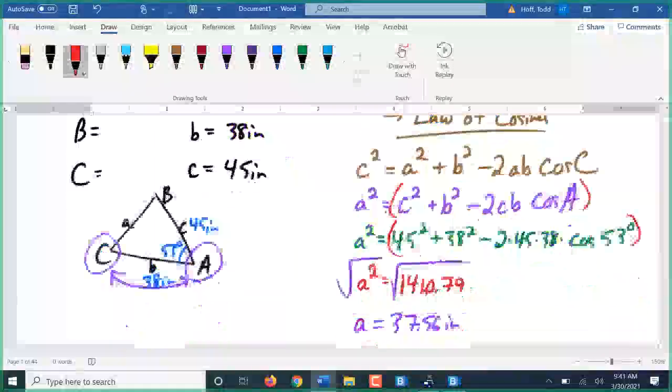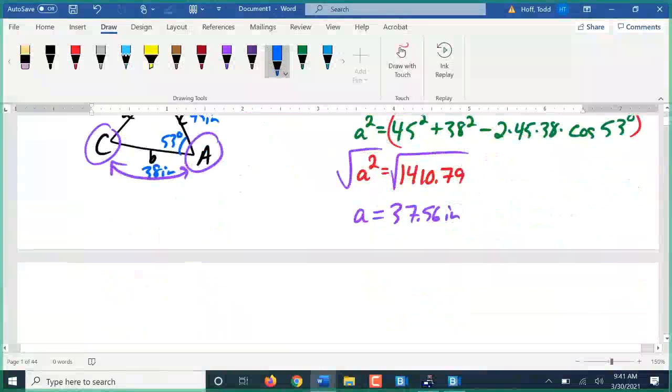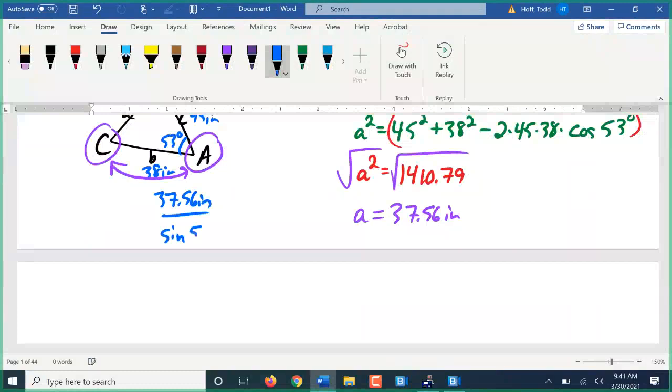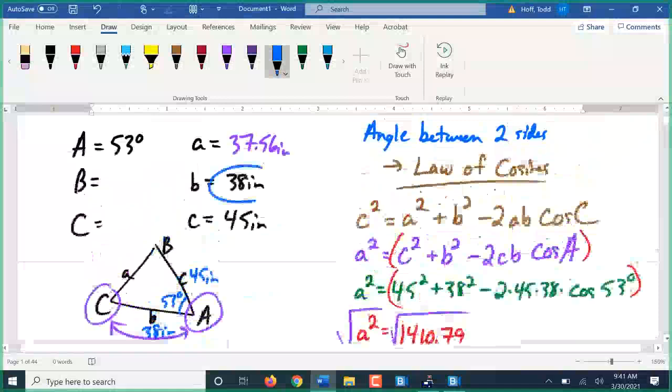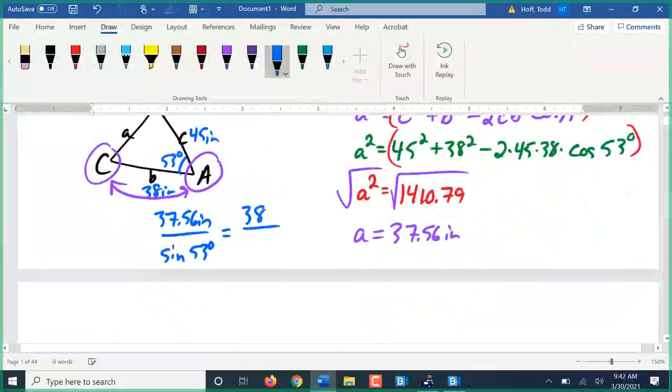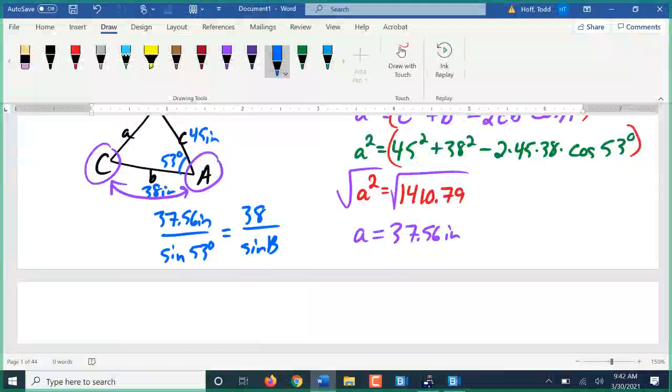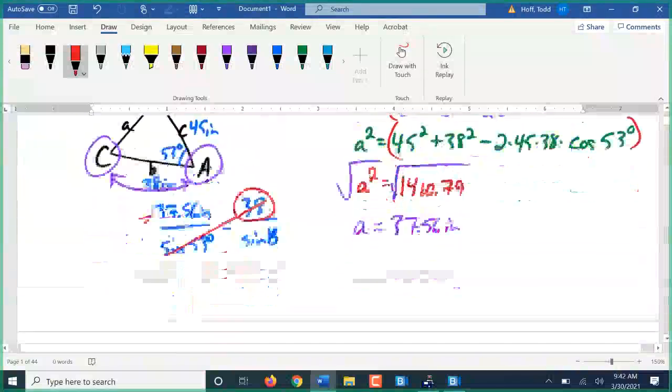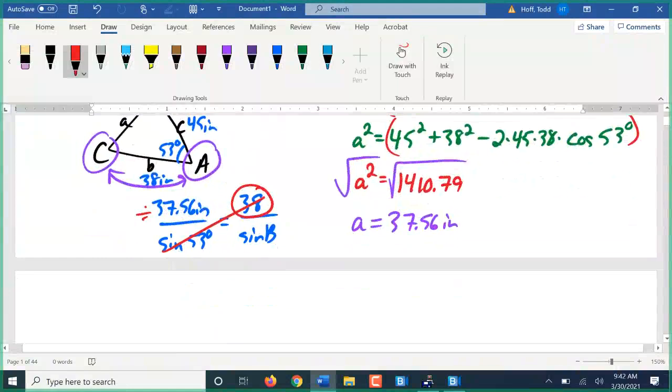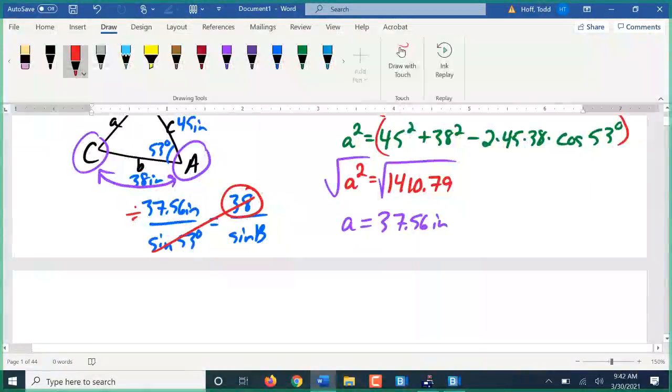So we would set up for our law of sines now. It'd be the 37.56 over the sine of 53 degrees equals, and I'd pick a side. Normally, remember, we pick the smaller side, the 38, over the sine of its opposite angle, which is B. So we will cross multiply and divide there to find B. The reason we chose the smaller side here, the 38 instead of the 45, is so that we know that angle B is going to be smaller than angle C. So we know that angle B has to be an acute angle.